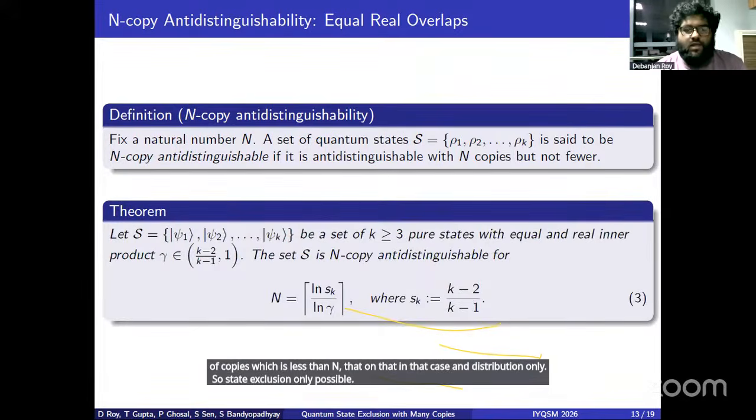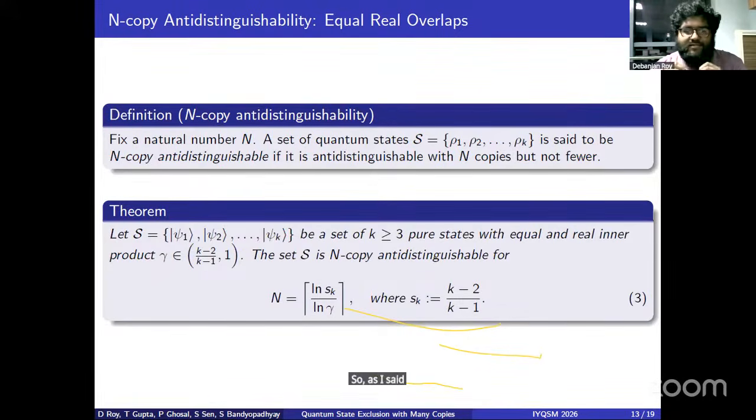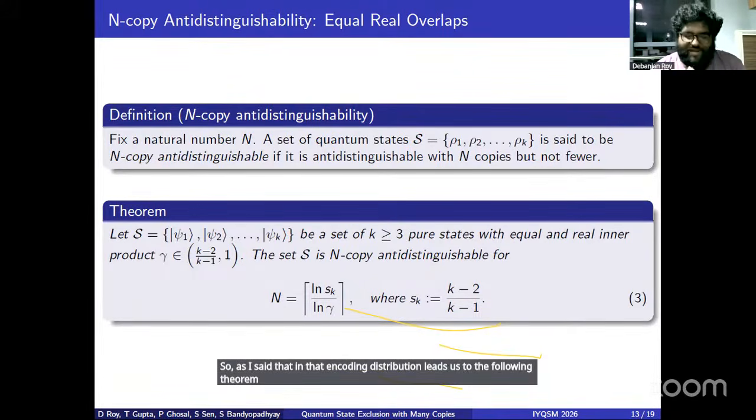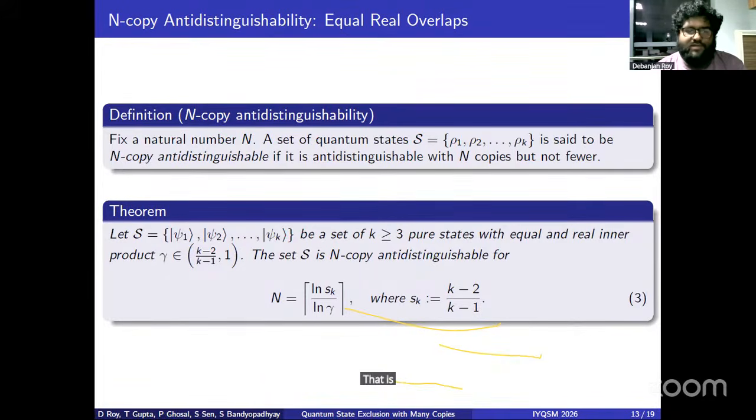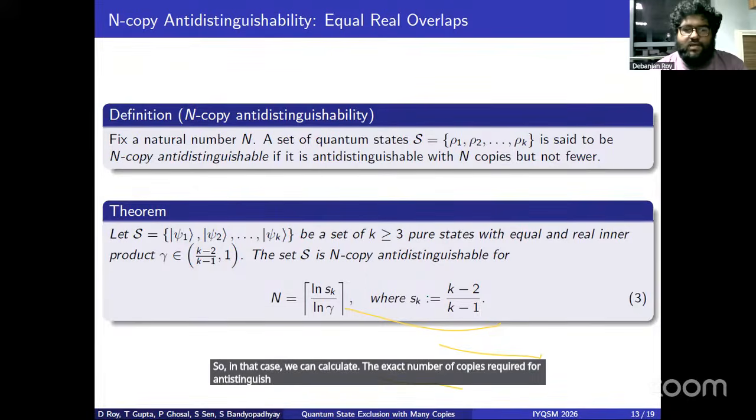This n-copy anti-distinguishability leads us to the following theorem: in very special cases of sets of quantum states, where all the inner products are equal and real, represented by gamma, we can calculate the exact number of copies required for anti-distinguishability of the quantum states, which is a function of the state cardinality k and the inner product gamma.